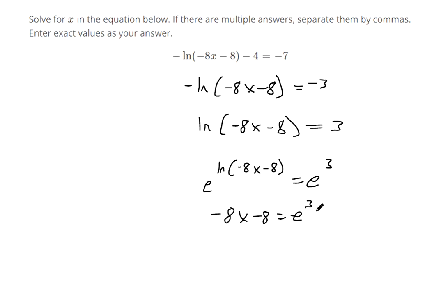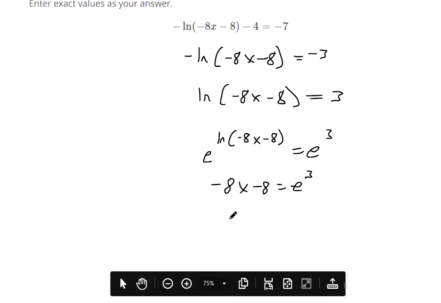And now we have a much simpler equation to solve. Now it's linear, right? Just got to add that 8 to both sides.